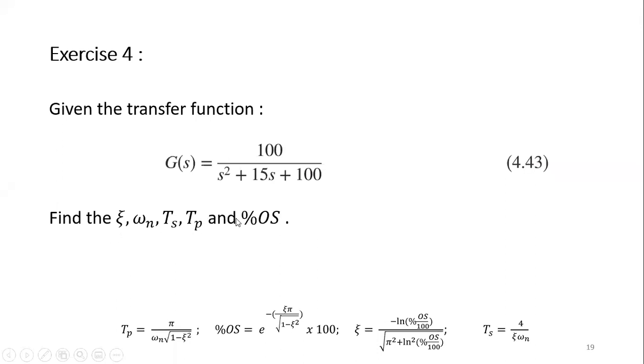Okay, you know that this is a second order system. The first thing, always check first whether the system is second order or it could be first order. So as you know that it is a second order system, you can start to find the natural frequency and the damping ratio. So the first step is to put it in the general form of the second order system.